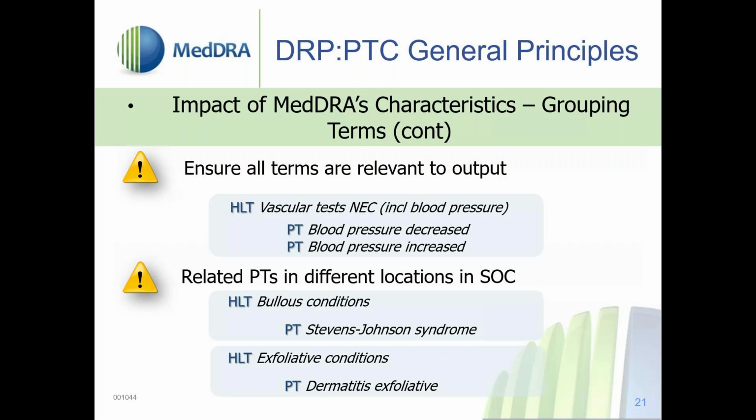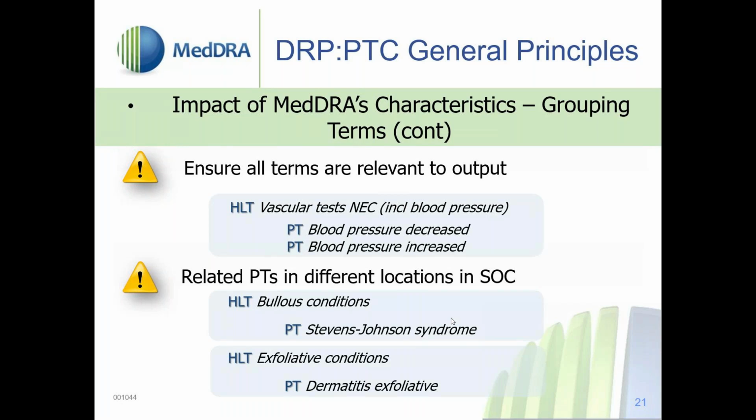Then let's look at another problem. Let's suppose you're interested in finding cases of Stevens-Johnson syndrome in your database. This is typically described as a severe bullous condition of the skin that is often related to drug exposure. So you could search in SOC skin disorders, and you find a nice HLT, which is called bullous conditions. And yes, PT Stevens-Johnson syndrome is included in this HLT. Now, depending on how narrow or broad you want to look, you might want to look at other terms which are related to Stevens-Johnson syndrome.